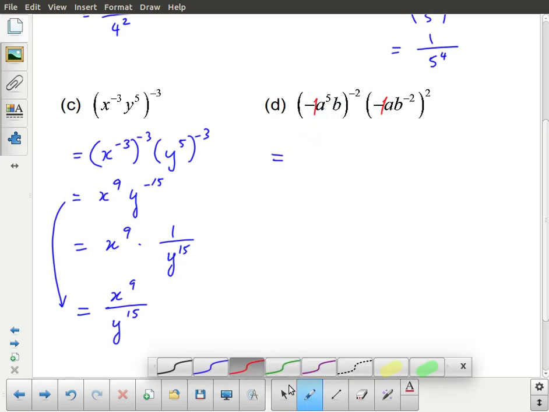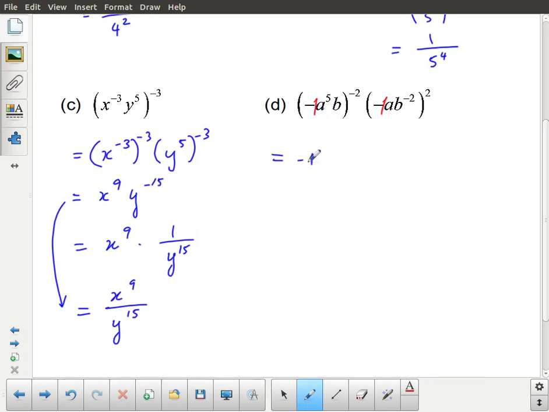So you could write this as -1 to the -2, a to the 5th to the -2, b to the -2, -1 to the +2, a to the +2, b to the -2 to the +2. Now we take a look, simplifying further.